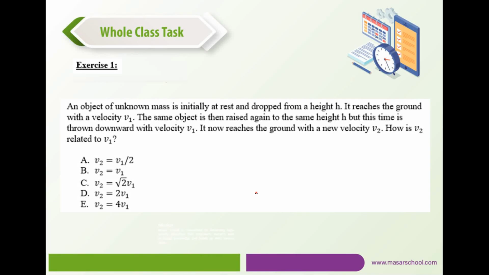It reaches the ground with a velocity v1. The same object is then raised again to the same height h, but this time is thrown downward with velocity v1. It now reaches the ground with a new velocity v2. How is v2 related to v1? So let me explain the problem here.